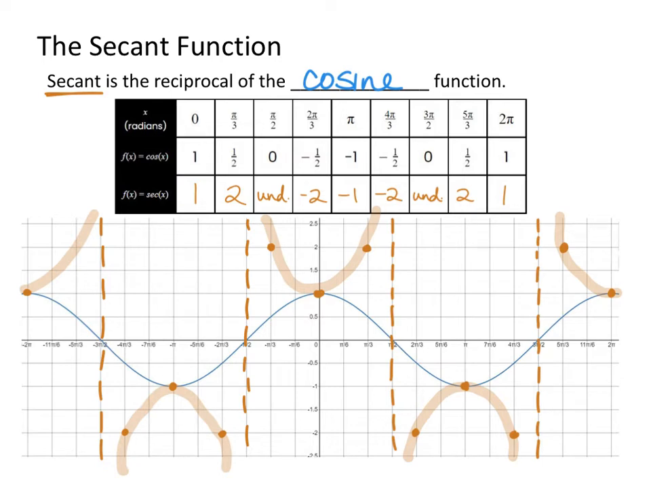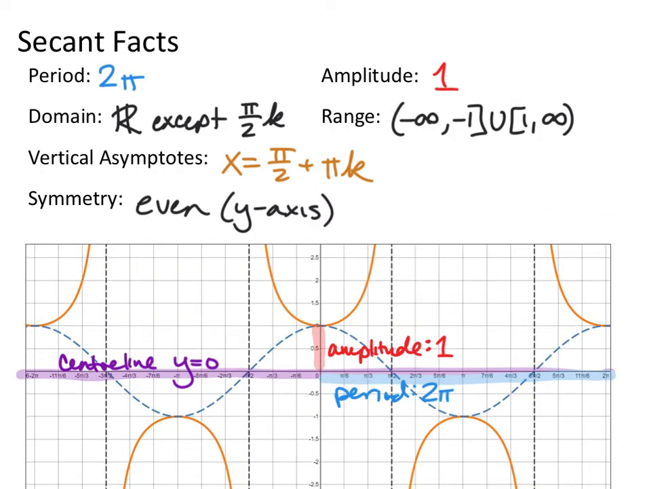Okay, we've graphed this here along with the vertical asymptotes everywhere the graph is undefined. And we can talk about secant's values. So secant still has a period of 2 pi. We start at a maximum or a minimum here for secant. Okay, it's the maximum for cosine, so it's a minimum for secant.